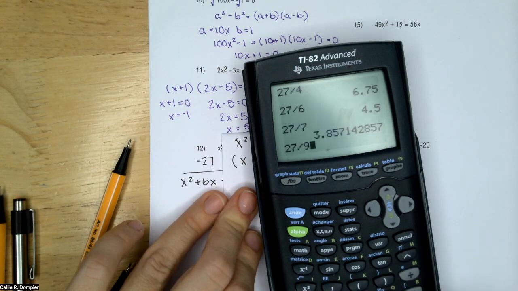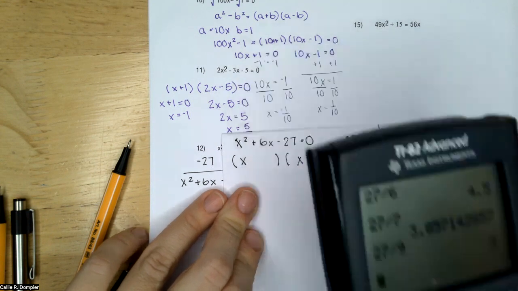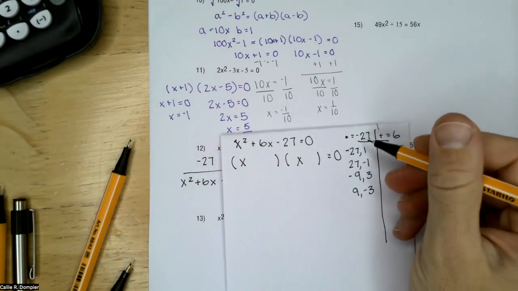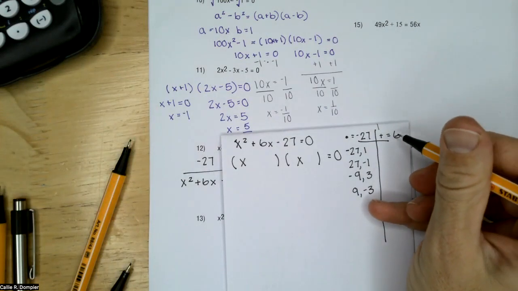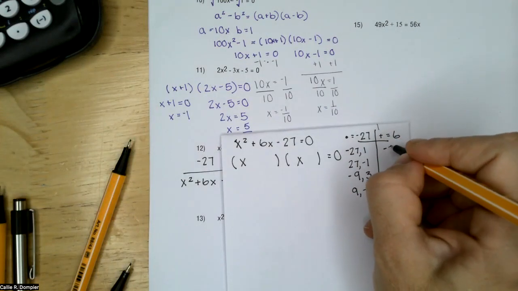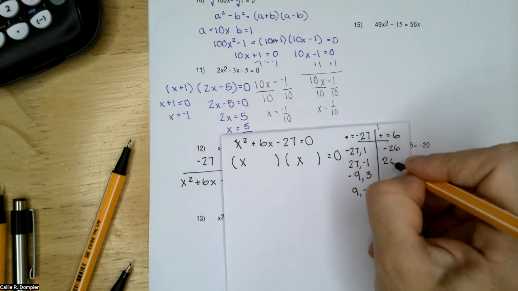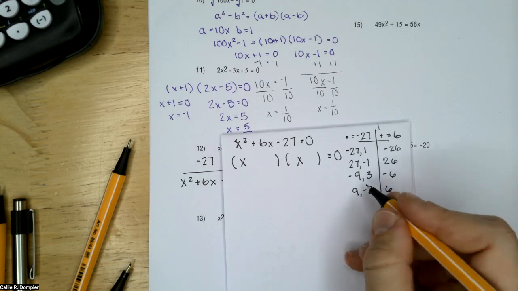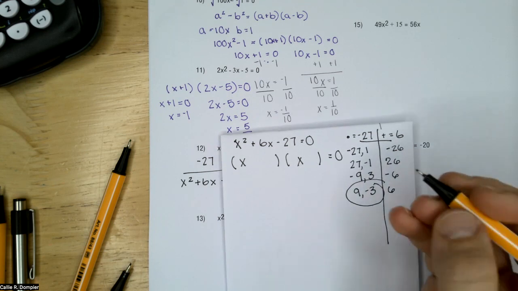And you just keep going until you get back to that number that you already divided by. So those are all the factors of -27. Do any of them add to 6? This would be -26. That would be a +26. That would be a -6. And this would be a +6. So it's 9 and -3.